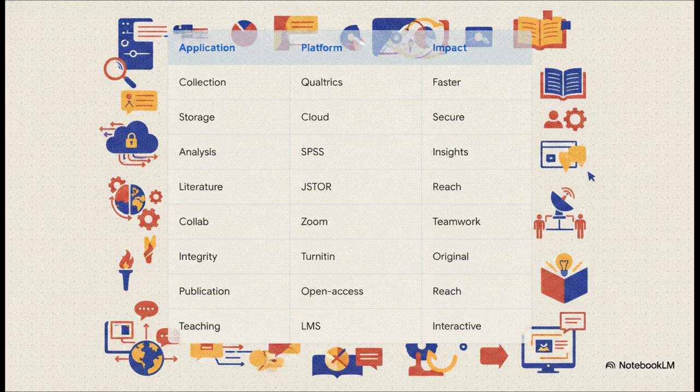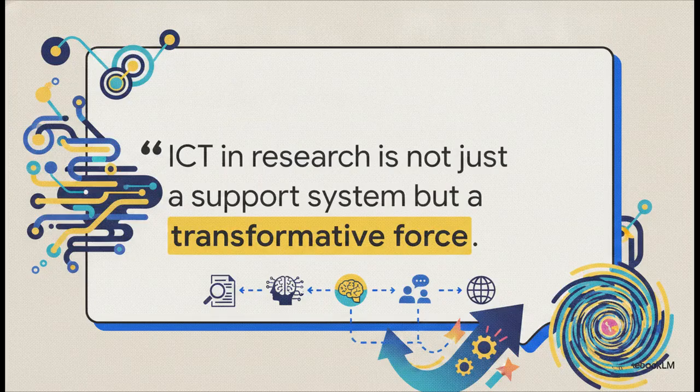And there's this brilliant quote from our source text that just hits the nail on the head. ICT in research is not just a support system, but a transformative force. It's not just about making things a little bit faster. It fundamentally changes what is possible. By embedding ICT into every single stage, collection, analysis, collaboration, and dissemination, we accelerate discovery, we democratize access to knowledge, and we ensure transparency on a truly global scale.